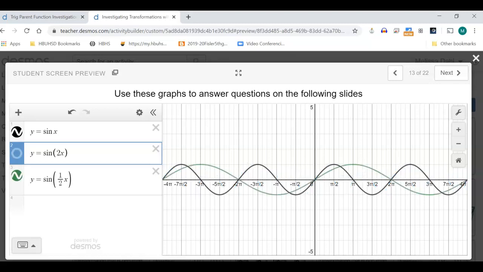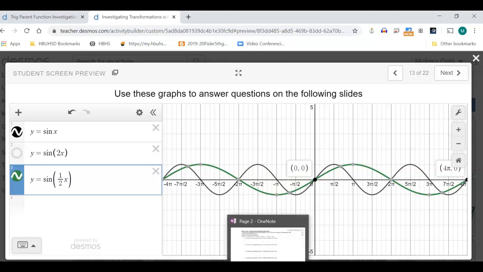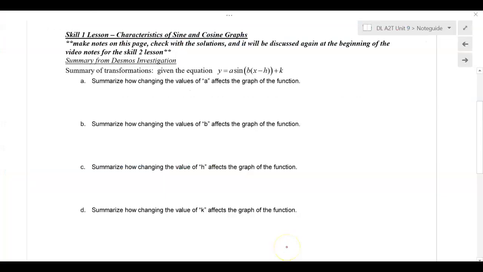Conversely, if we change it to 1/2, you can see that the green wave here is really stretched out. If we look at it, we see that to get from the beginning to the end of one period of the green graph takes double the amount of time that it normally takes the parent function. So that 1/2 in the equation is saying that you're only going to get half as many cycles in as you normally do. Therefore, the period of the graph is getting stretched out double the distance that it used to be. So we're going to summarize these things in your notes.